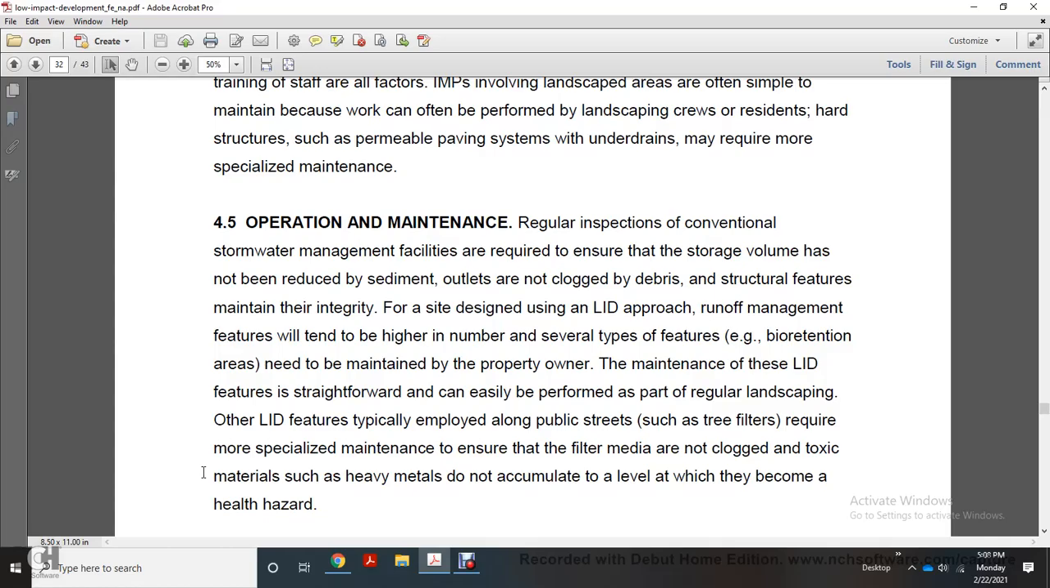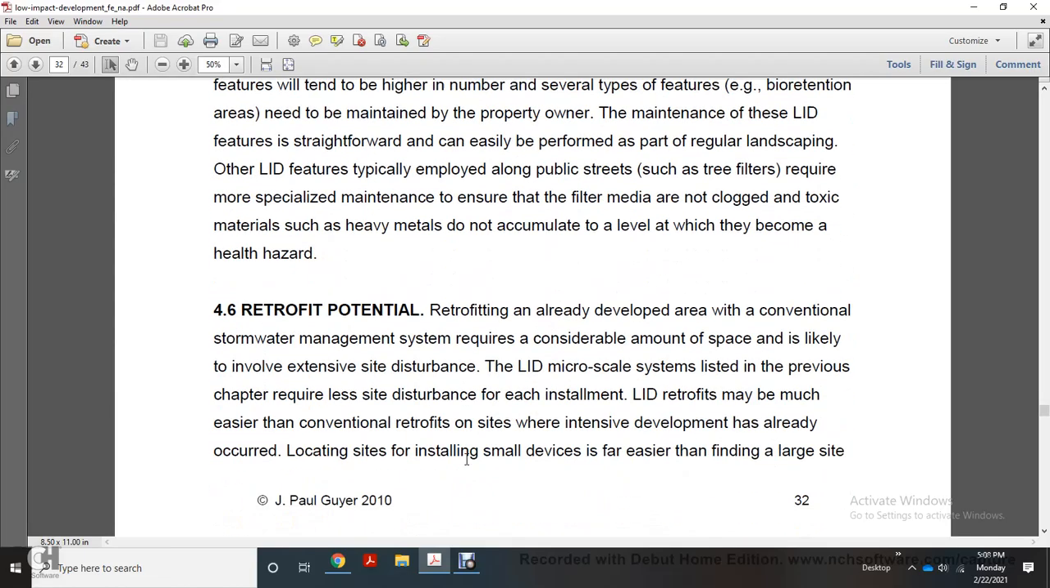Mainly, low-impact development features are straightforward, and they can easily be performed as part of regular landscaping. Other low-impact development features typically employed along public streets, such as tree filters, require more specialized maintenance to ensure the filter media are not clogged with toxic materials such as heavy metals, which can accumulate to a level at which they become a health hazard.